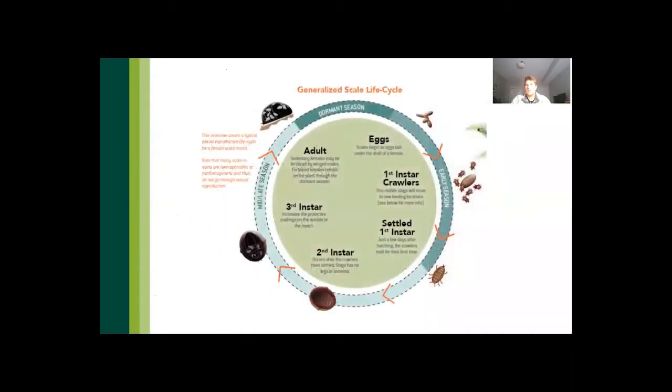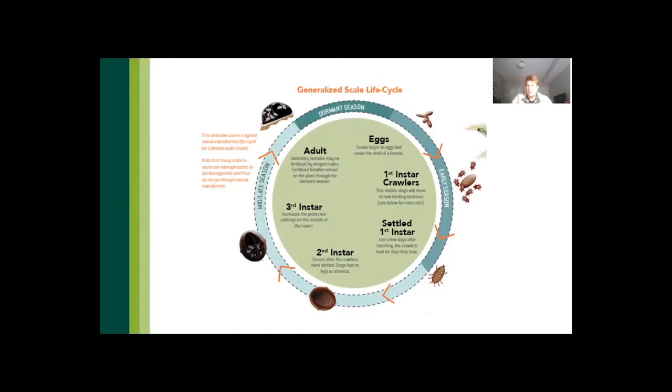If we're looking at a generalized life cycle for scale insects, they all are going to follow a similar pattern here. The eggs, where they begin, are laid under the shell of a female. And then in the early season, typically we're looking at probably maybe late March or early April, depending on where you are in the country. Obviously, in the more southern parts of the country, you're going to have this occurring earlier in the season. Maybe it might even be January, February if you're in the southern parts of Florida or Texas. But the first instar crawlers, so this stage is mobile, and they'll move to their new feeding location.